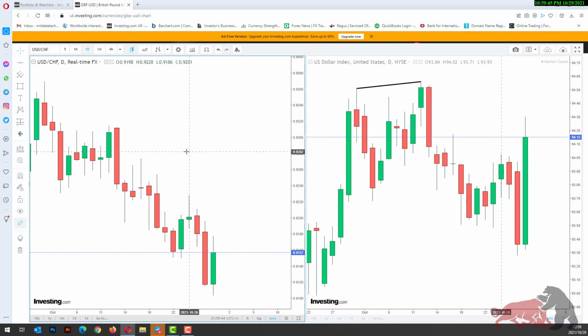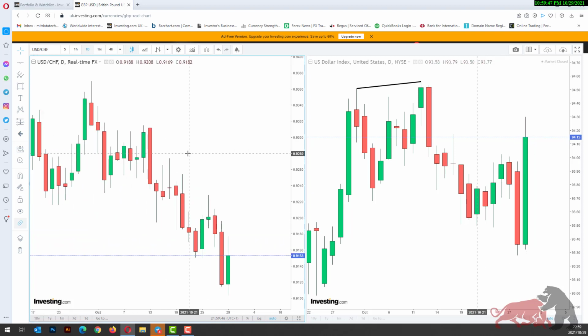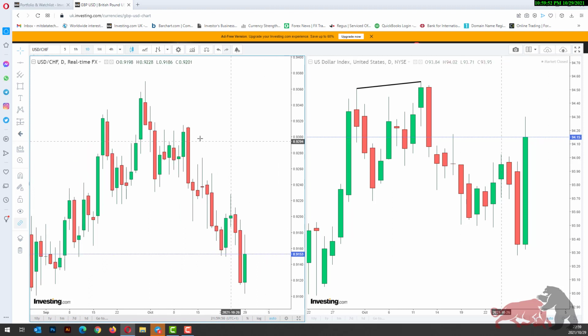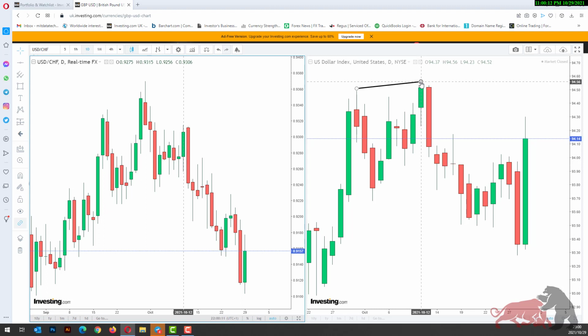Now, we're looking for a period from 13 September, I'm just going to put 13 September. So from 13 September up until current price action, we needed a period where dollar was making a higher high. Dollar made a higher high on the 12th of October. Did we see that on USD CHF? No, we did not see that.